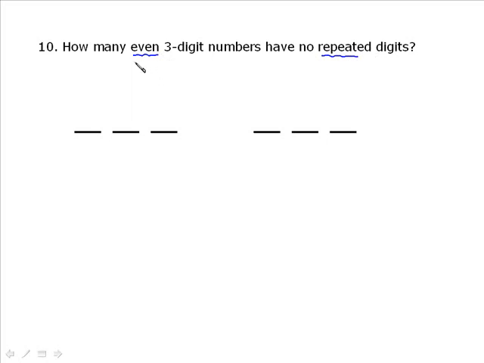Now if they're even, it must end, as we know, in 0, 2, 4, 6, or 8. And the problem with this question is that we really have 2 different scenarios, all because of that 0, because we cannot start with 0. So we break it down like this. The first scenario is the number of possibilities if it ends with 0. Makes a little more sense.